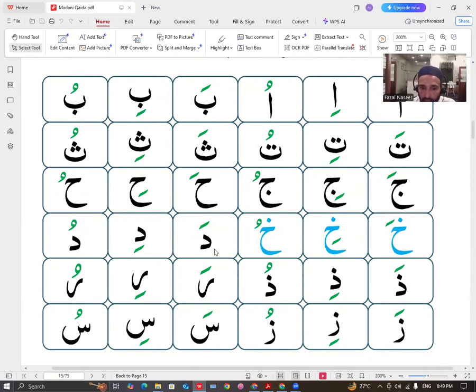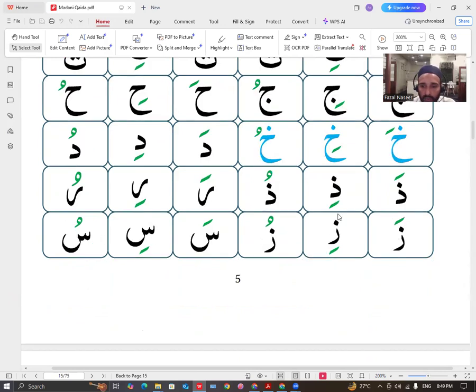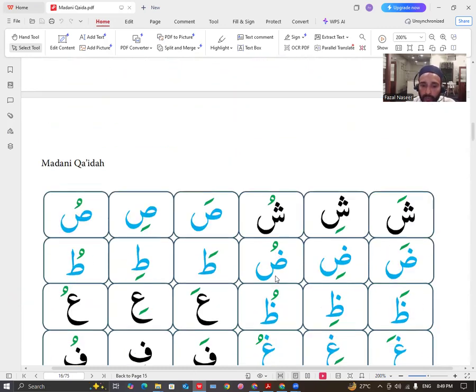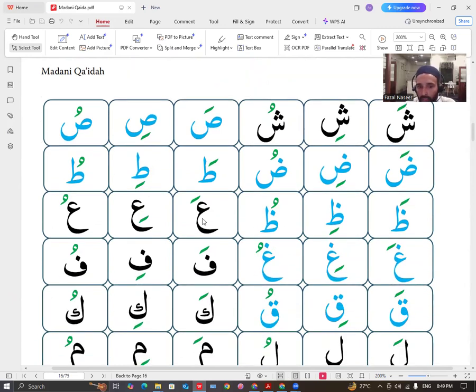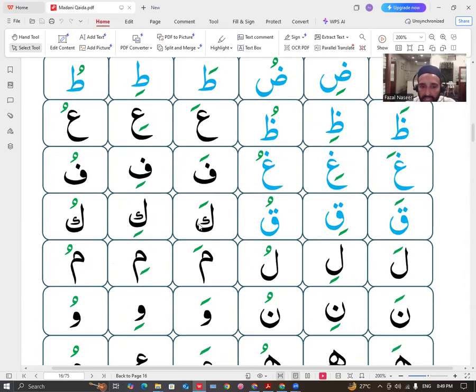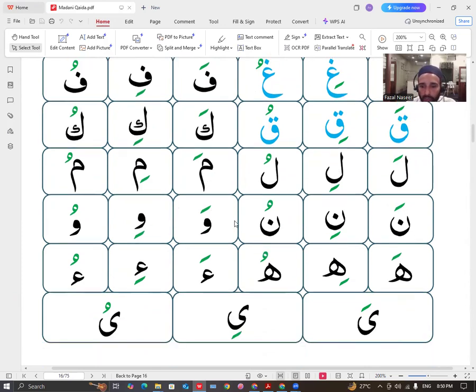Ha, he, hu, da, di, du, za, zi, zu, ra, ri, ru, za, zi, zu, sa, si, su, sha, shi, shu, sa, si, su, da, di, du, ta, ti, tu, za, zi, zu, a, ri, ru, ra, ri, ru, fa, fi, fu, qa, qi, qu, ka, ki, ku, la, li, lu, ma, mi, mu, na, ni, nu, wa, wi, wu, ha, hi, hu, a, e, u.